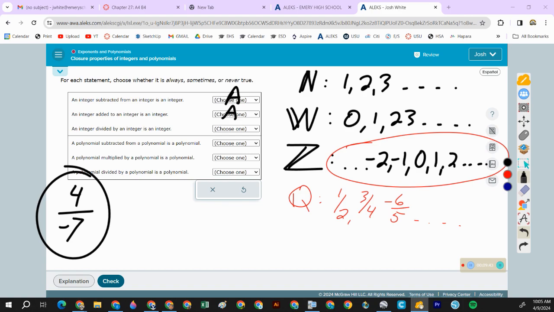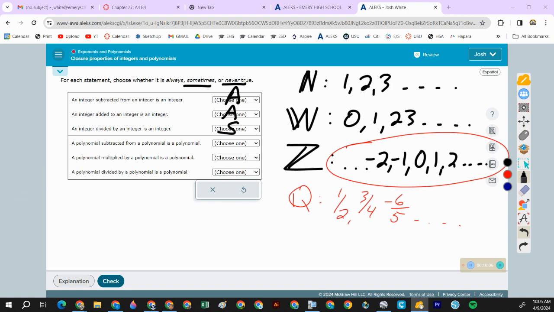So, does it work sometimes or never? Is it possible to take an integer and divide by an integer and get an integer? Yeah, 4 divided by 2 is 2. That's in the list. So it works sometimes, but it doesn't always work. So this would be sometimes.